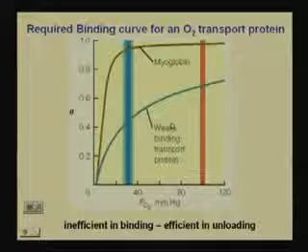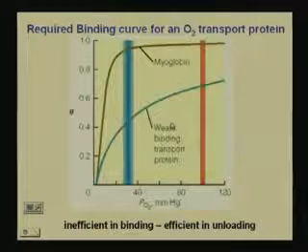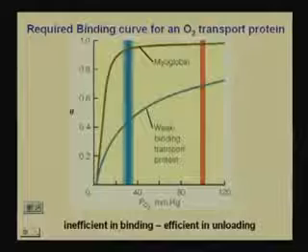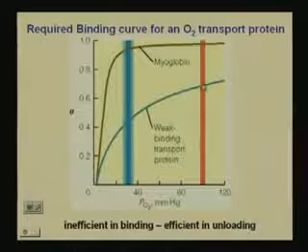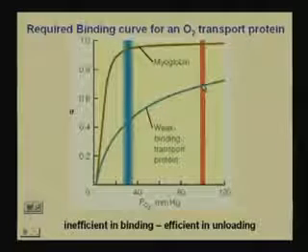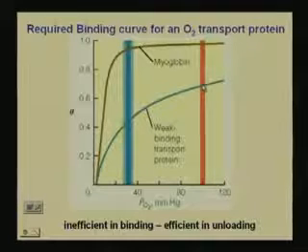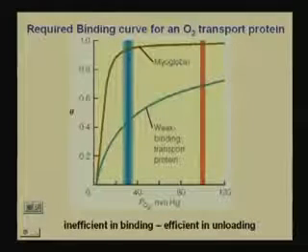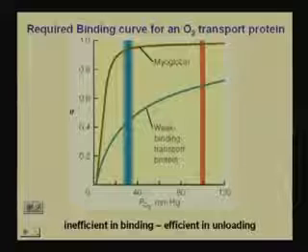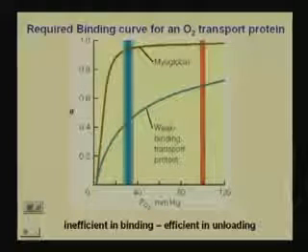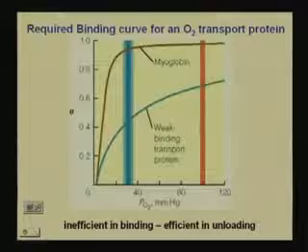In the previous case, we had a strong binding transport protein. But none of this is helping me. Why? Because in the lungs, I have to have strong binding, and in the tissues, I have to have it released. Okay? So I sort of have to have a combination of methods where it will be efficient in binding and also efficient in the unloading. Right?